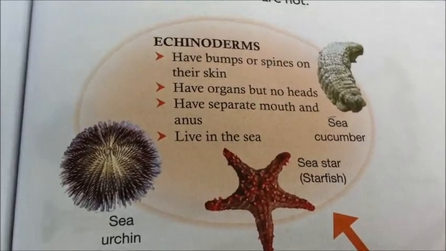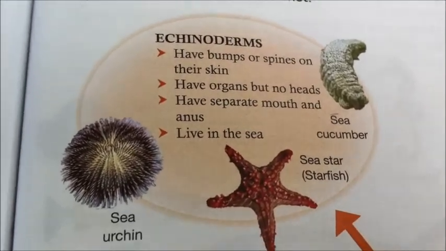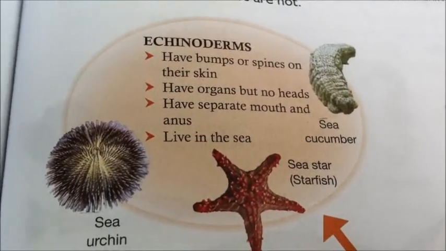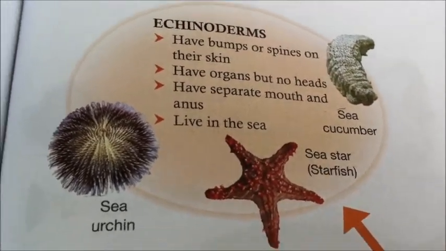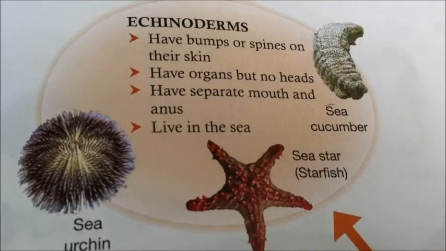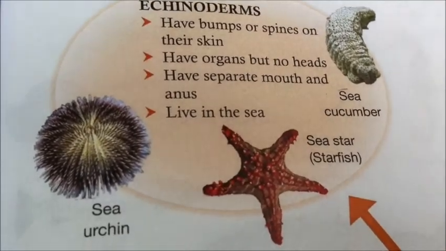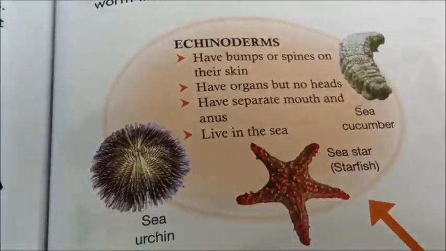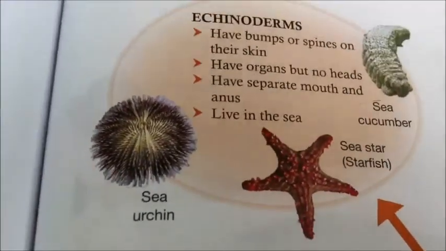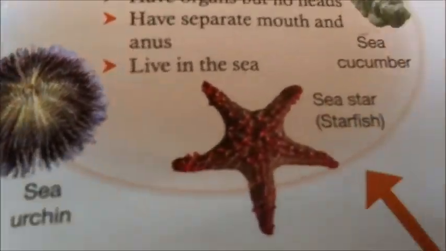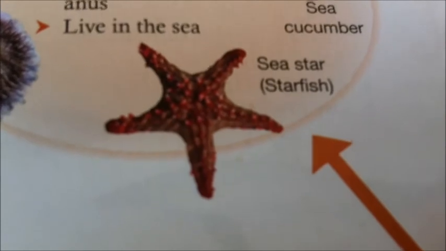Echinoderms. They have bumps or spines on their skin. They have organs but no heads. They have separate mouth and anus. They live in the sea. These are a few examples: sea urchin, starfish, and the sea cucumber.